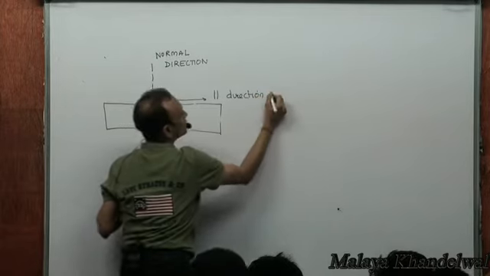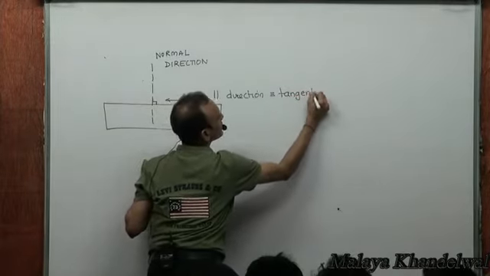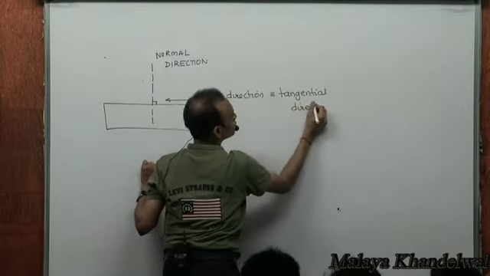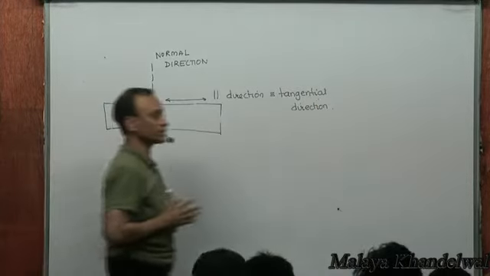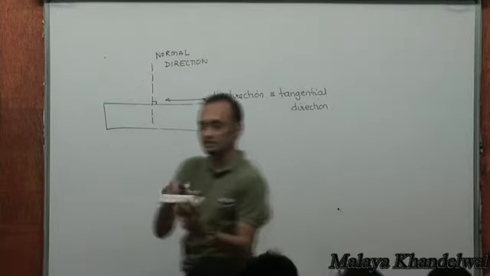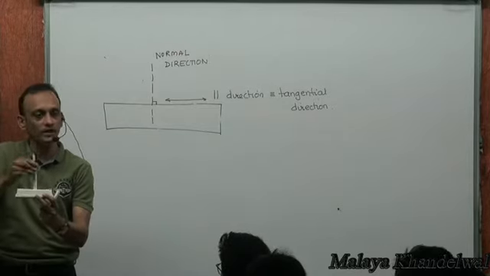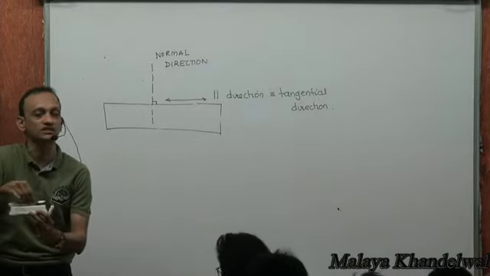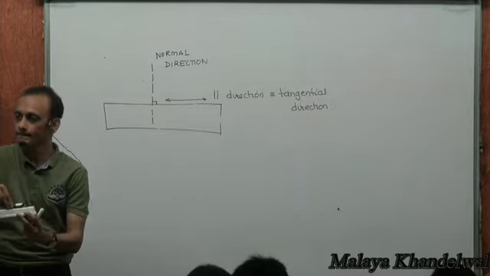Parallel to the surface is sometimes also referred to as the tangential direction. There is a normal direction to a surface and there is a tangential direction. If this is a surface, perpendicular to this surface is the normal direction. Along the surface, parallel to the surface, is the tangential direction. Got me?